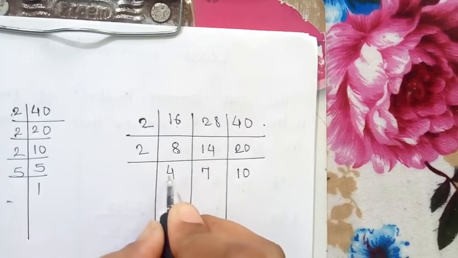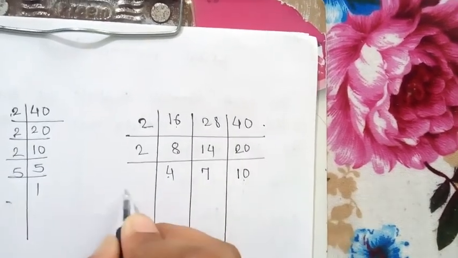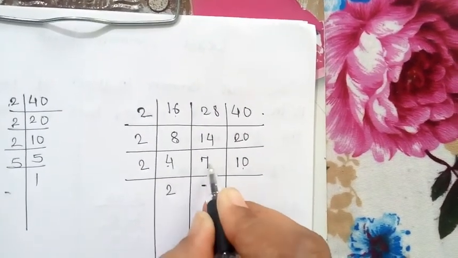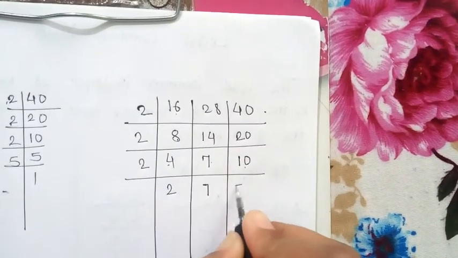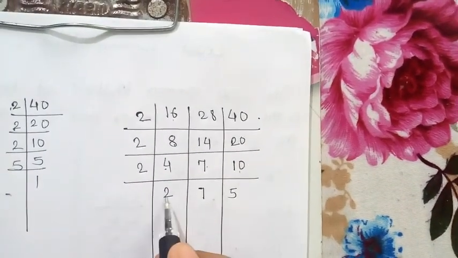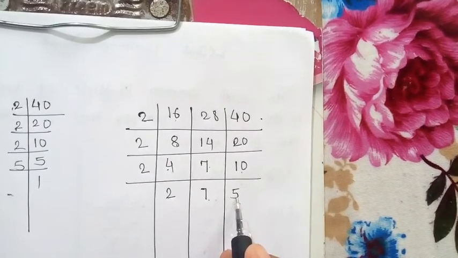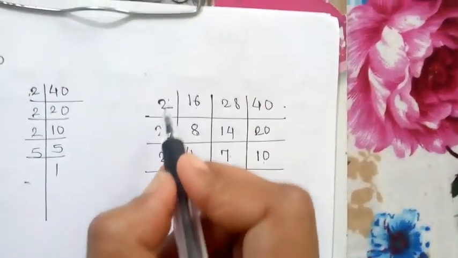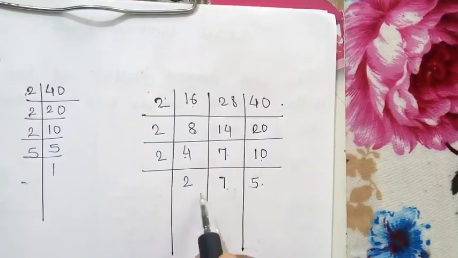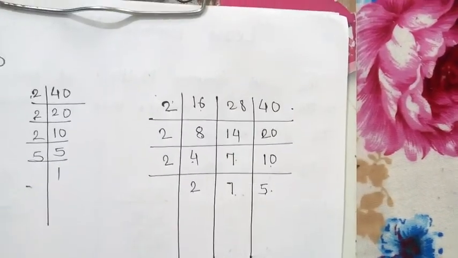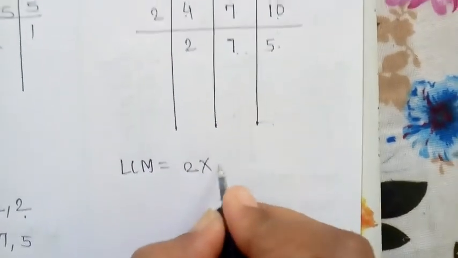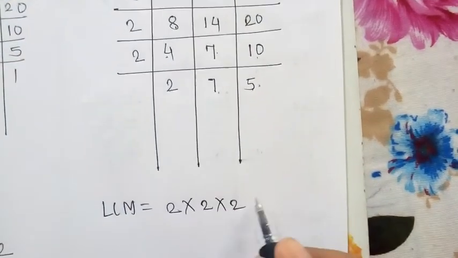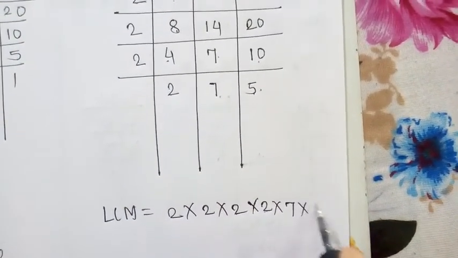Now here for this 4 and for this 10, 2 is common. So 2 twos are 4. Then 7 as it is, because 7 is not divisible by 2. Then 2 fives are 10. Now here 2, 7 and 5, nothing is common. So those are uncommon factors and these are common factors. So for LCM we will multiply these common factors and these uncommon factors. So LCM is equal to 2 into 2 into 2, that is these common factors, and now we will write these uncommon factors that are 2 into 7 into 5.